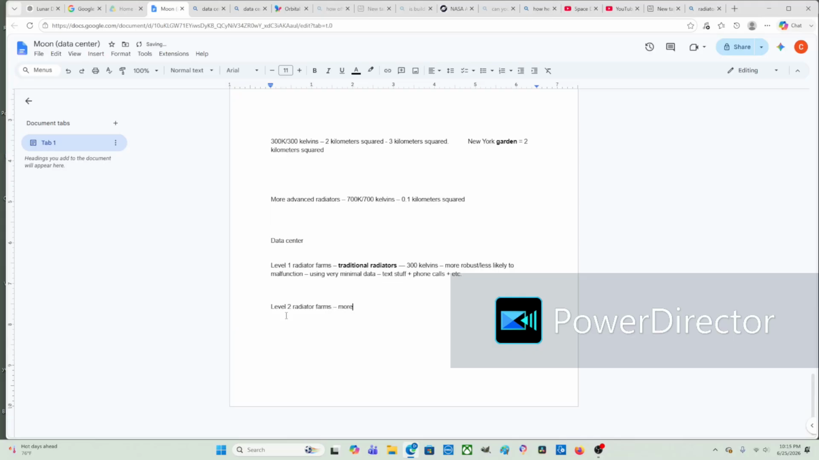And these would be for the more advanced radiators that can get to like 600 kelvins slash 700 kelvins. And remember, even though these more advanced radiators are more efficient in terms of this number right here, and they are also smaller in size, so rather than being 2 kilometers squared, they are about 0.1 kilometers squared, you can build them very quickly because they're so small, but they are less robust and they are more likely to malfunction. So that is the negative aspect about those things.